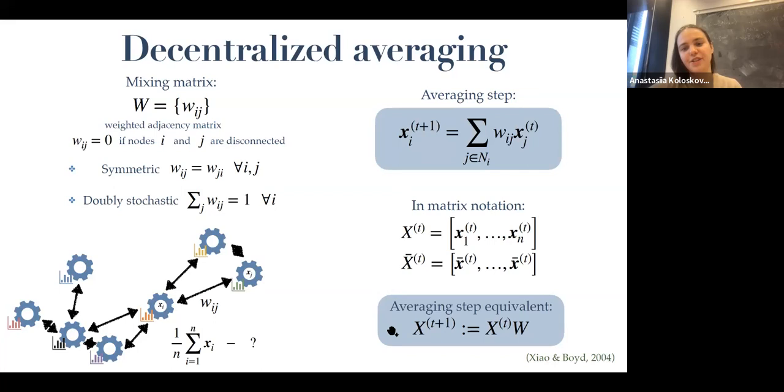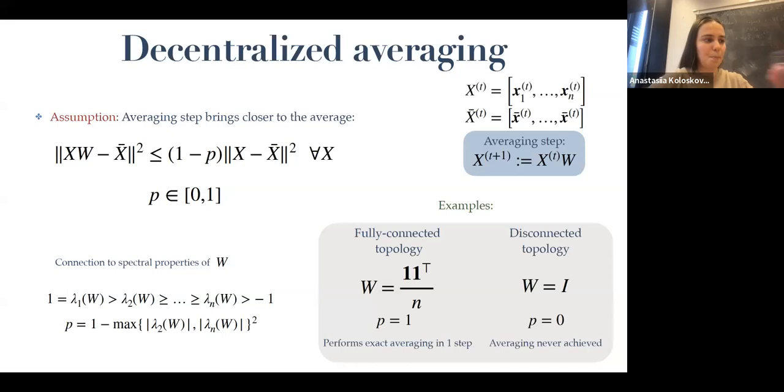To simplify the notation a bit, we can use matrix notation, where matrix X is a stack of all local vectors. And the averaging step is very simple, it's just matrix multiplication. And what guarantees do we have for this step? Okay, so we have this averaging operator in this matrix notation.